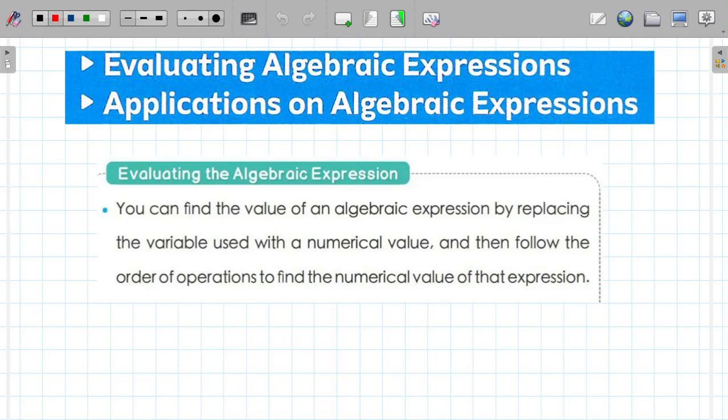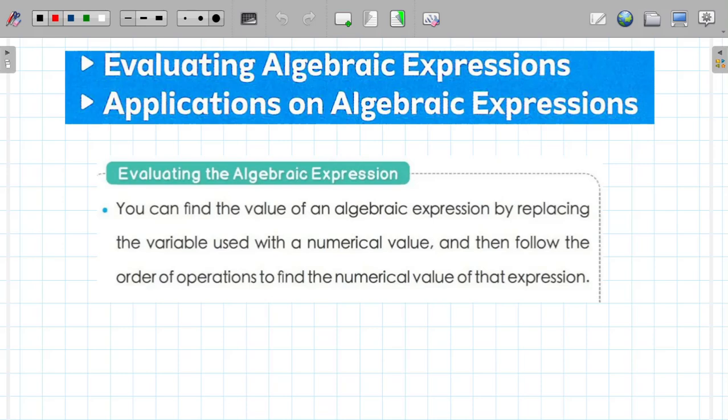Today we have the 5th and the 6th lessons from the 3rd unit of our course. The first lesson is evaluating algebraic expressions, and the next lesson is applications on algebraic expressions. They are two short, easy, nice lessons and also very important.